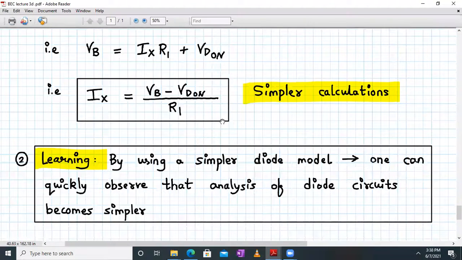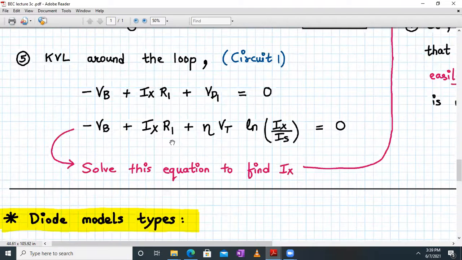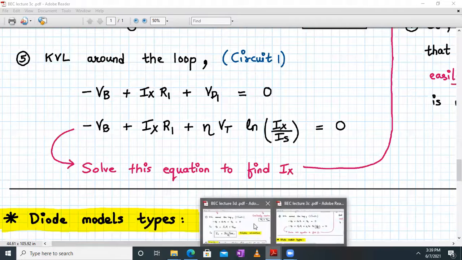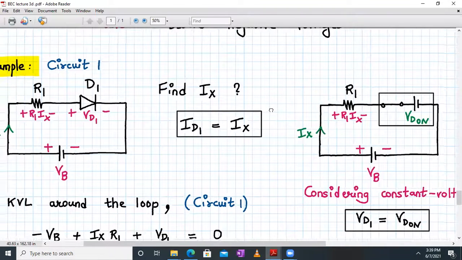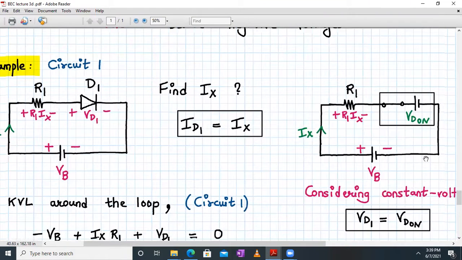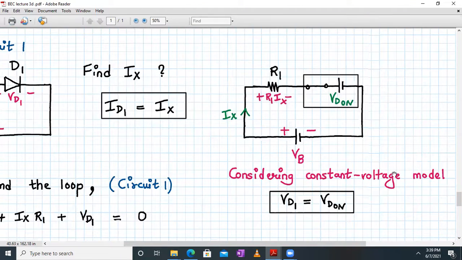So what is the learning over here? Just by using a simple diode model, for example the constant voltage model or the ideal diode model, one can quickly observe that analysis of a diode circuit becomes simpler. So that is the learning which we take over here. Earlier, using the exponential model, our task was very difficult. You can see over here, it contains a logarithmic term and is not so easy to compute. But it is very simple to work with this kind of equation. So from now on, whenever we see a diode in a circuit, we will replace it by its equivalent circuit appropriately, either by using a constant voltage model or by using an ideal diode model.